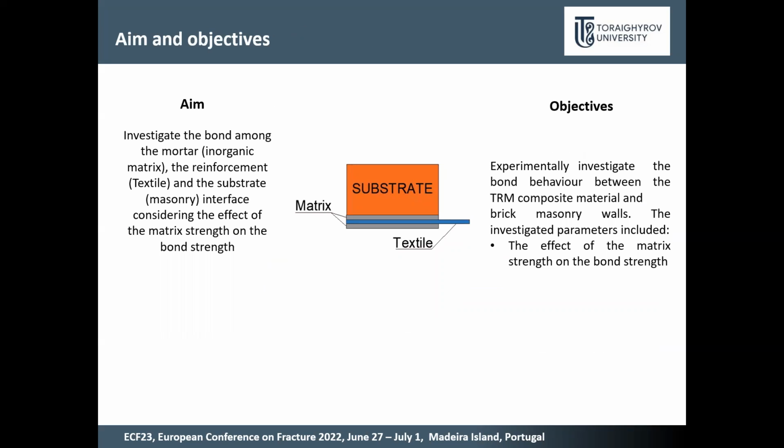The aim of the experimental campaign is to investigate the bond among the mortar and organic matrix, chain reinforcement, textile, and the substrate masonry. Understanding the bond behavior between TRM and masonry can be used to design guidance of strengthened masonry structures. We experimentally investigate the bond between TRM composite material and brick masonry walls. The investigation parameter included bond strength.